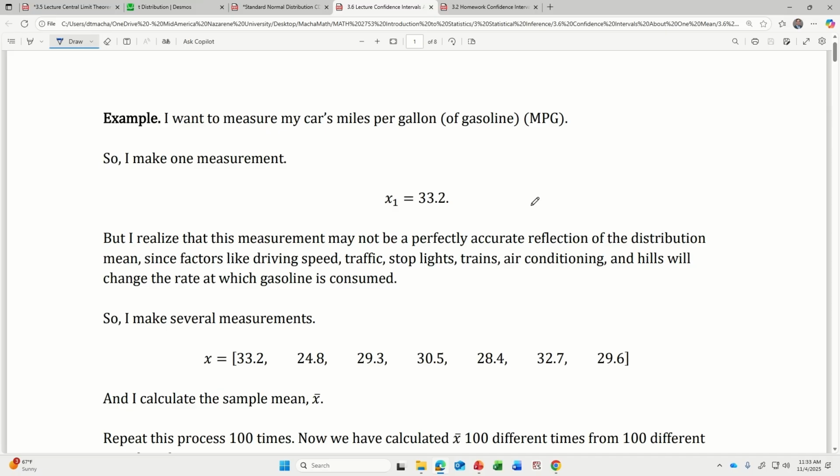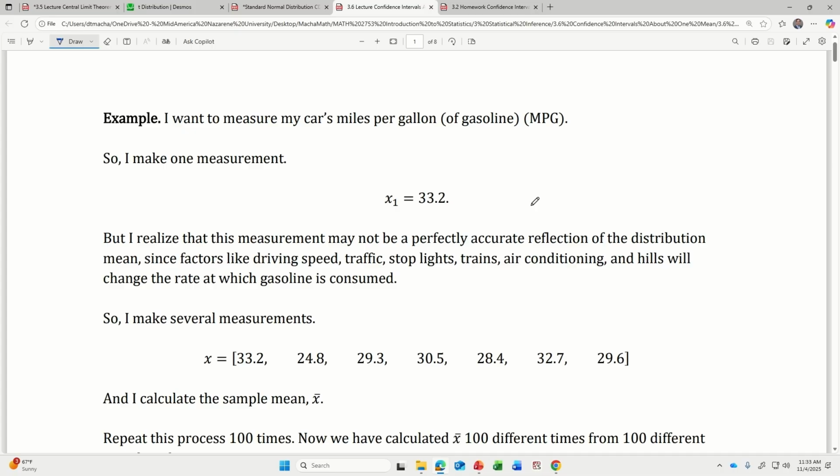But this is not going to be a perfectly accurate reflection of the distribution mean. There's a lot of things that factor into this, right? Depending on what gas pump I go to, I might get more or less gas in my tank. And then what about driving conditions? How much time do I spend idling my car in between trips to the gas station? A lot of different stuff. Weather.